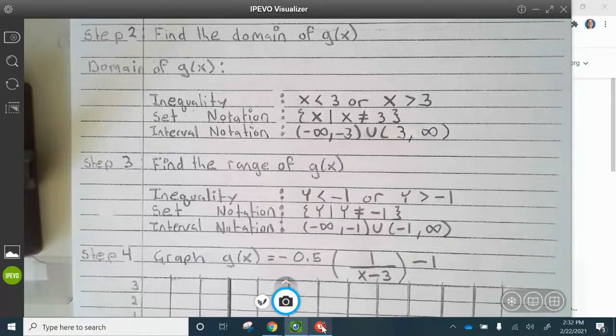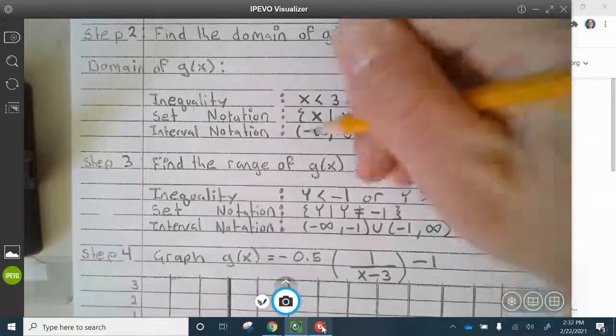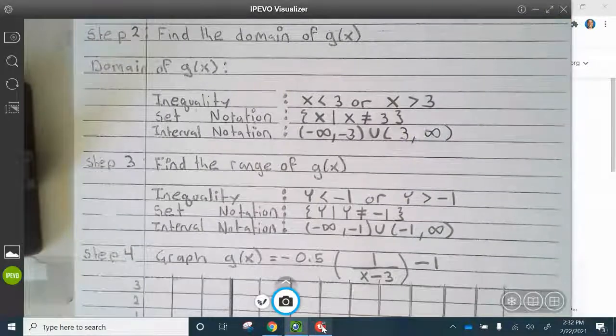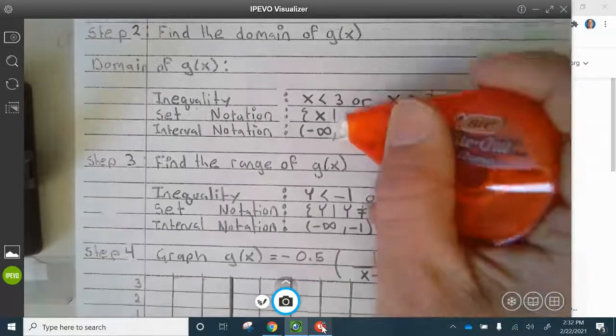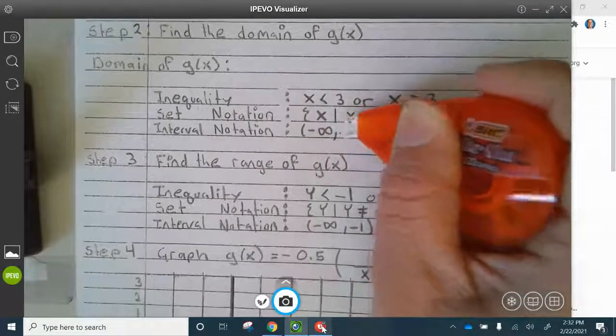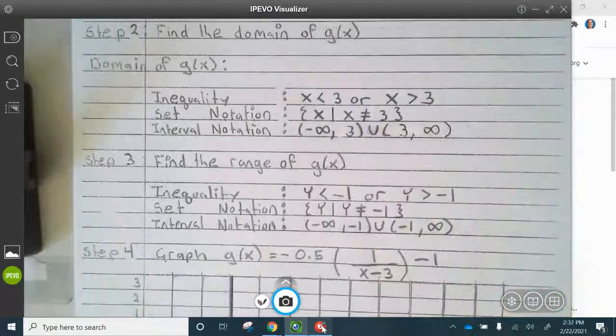Find the range of g of x. y is less than -1 or y is greater than -1. Set notation is y such that y does not equal -1. And interval notation is -infinity to -1 or -1 to infinity. All right, let's graph g of x.